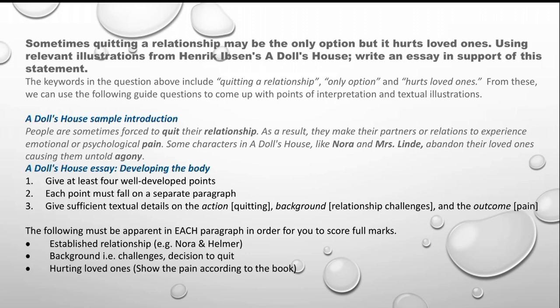And then again, pain. Now, the following must be apparent in each paragraph in order for you to score full marks. One, an established relationship, for example, Nora and Helmer. Two, background, for example, the challenges and the decision to quit. And three, hurting loved ones. Now, these show the pain according to the book, by citing evidence from the text on the loved ones that really got hurt in that context.